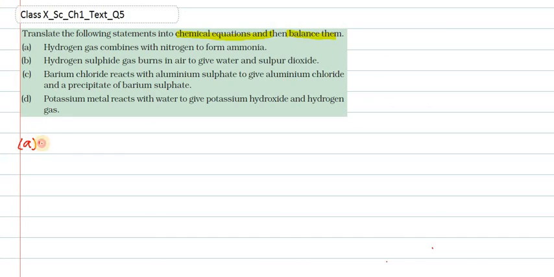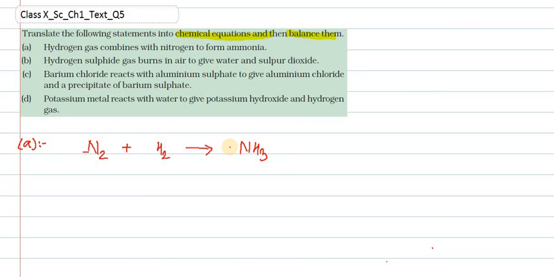The first part is hydrogen gas combines with nitrogen. So we have here nitrogen, that is N2. It combines with hydrogen, that is H2, to form ammonia. The formula for ammonia is NH3. Now in this equation, in the left hand side we have two nitrogens, but in the right hand side we have only one. So first we will balance the nitrogen.